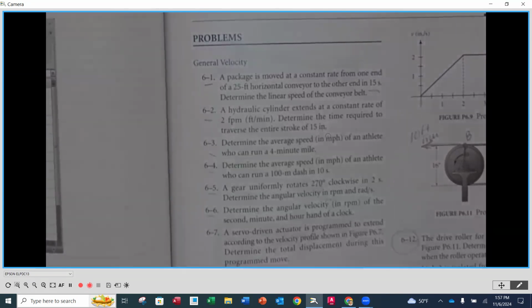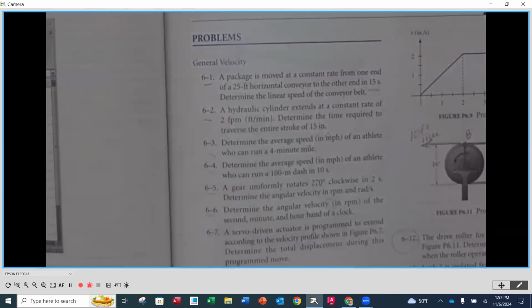You do not have to draw a diagram for this, okay? Only do the work like we did in the first example that we did, okay? Make sure you write out the equation in variable form exactly the way we did that, and you'll have all the points for that. Number 2, we have a hydraulic cylinder. It extends at a constant rate, 2 feet per minute. Determine the time required to traverse or go a distance of 15 inches.